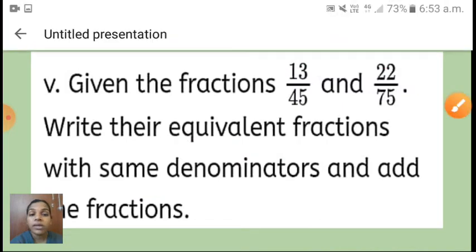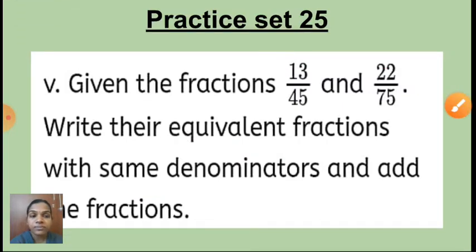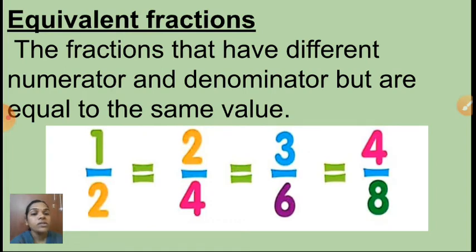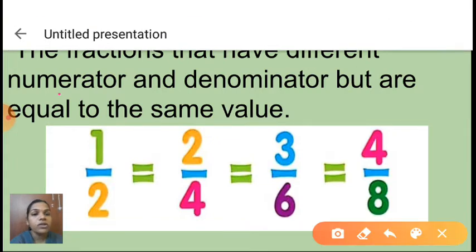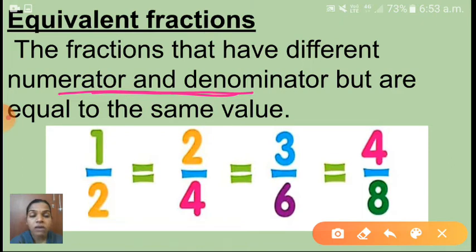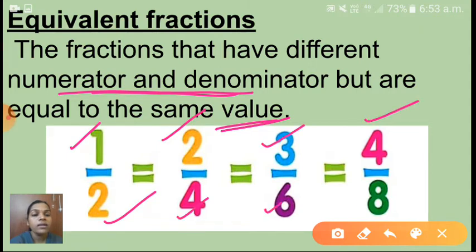So children, what is meant by equivalent fraction? Can anyone say? Yes, see here. The fractions that have different numerators and denominators but are equal to the same value. The numerators and denominators are different, but the value of the fractions is the same. That is what an equivalent fraction is. See, here is an example I have given: 1 upon 2, 2 upon 4, 3 upon 6 and 4 upon 8. Here in these four fractions, the numerators and denominators are different, but the value of these fractions is the same.